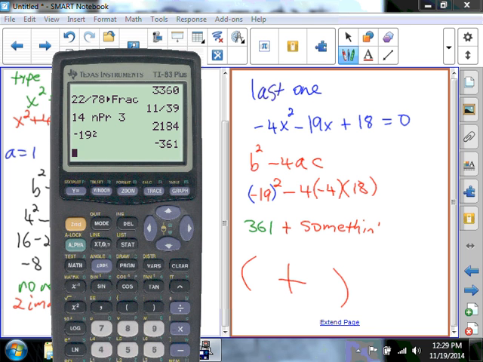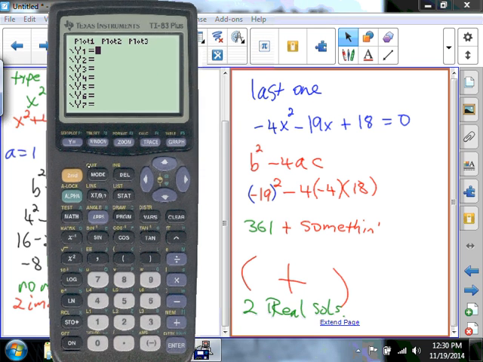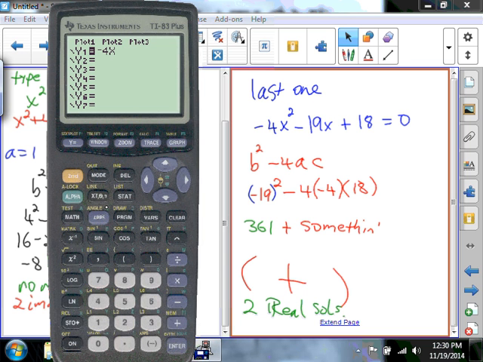So what kind of solutions am I going to expect? 1, 2, or none? 2, what kind? 2 real solutions. Everybody all right with that? If we were to graph the related function, negative 4x squared minus 19x plus 18, how many times should this graph go through the x-axis? It should go through twice. Let's make sure it does.